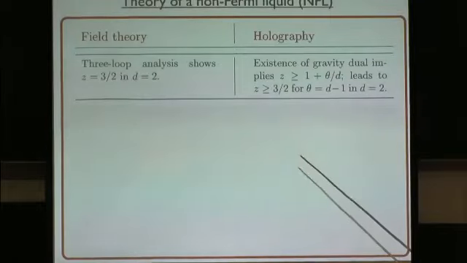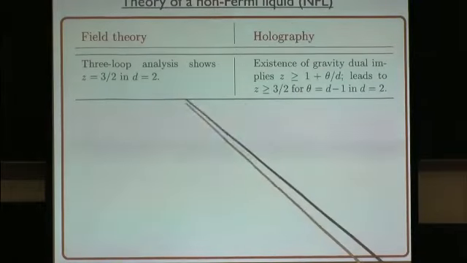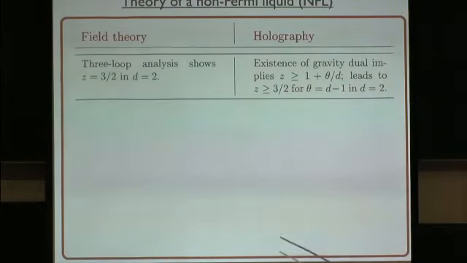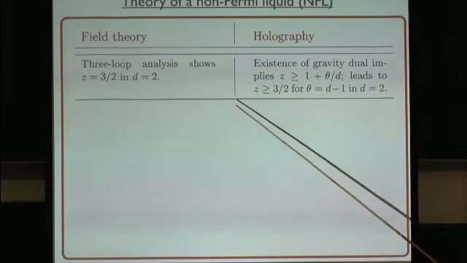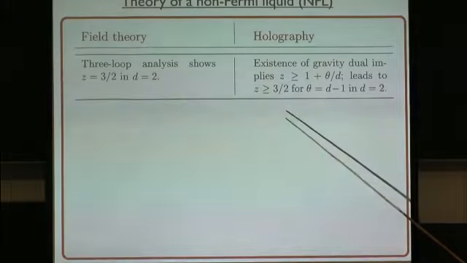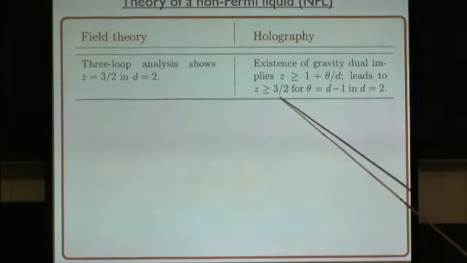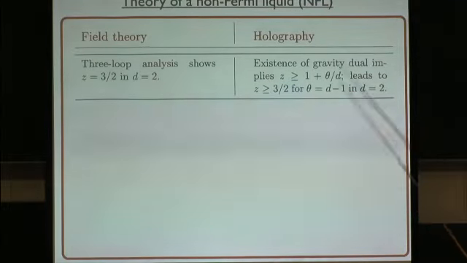And finally, and in some ways most remarkably, this value of z that came about from 3 loops in t equals 2 is the same, and also of course appears in the very simple scaling argument, but isn't verified to 3 loops. It appears as an inequality from the null energy condition in the theory of gravity.